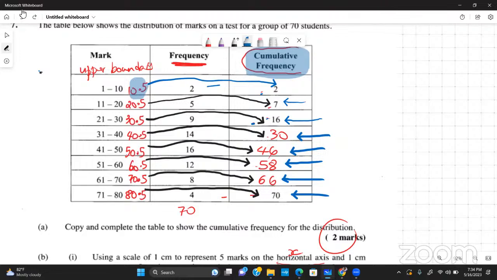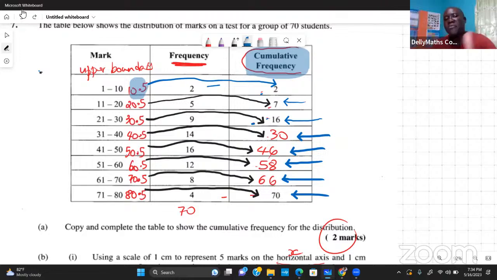So how do you find the upper boundary? You add 0.5 to your numbers there. So 10, you add 0.5, 10.5, add 0.5 to 20, 20.5, and you continue doing that. So you're just simply adding 0.5 to create the upper boundary.